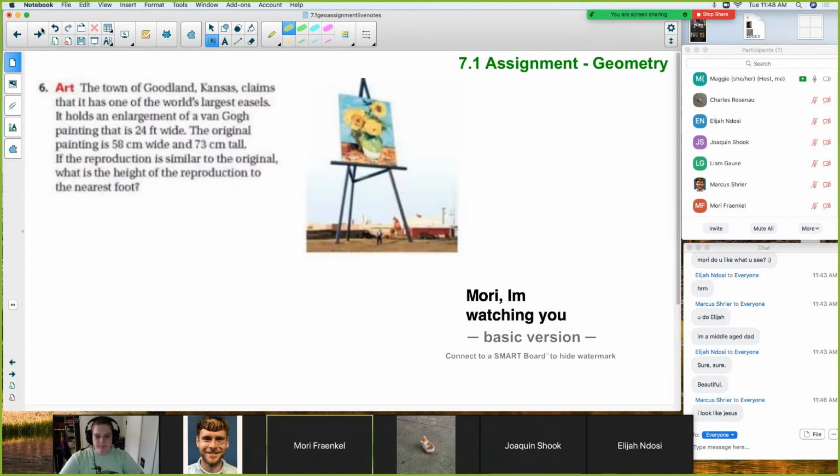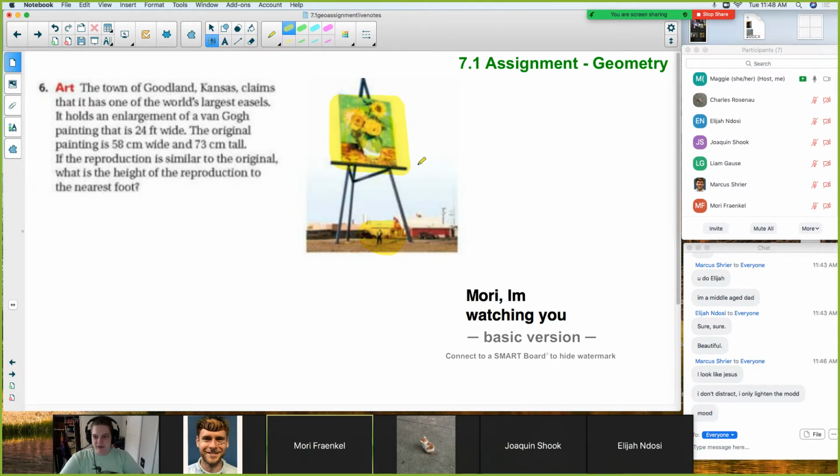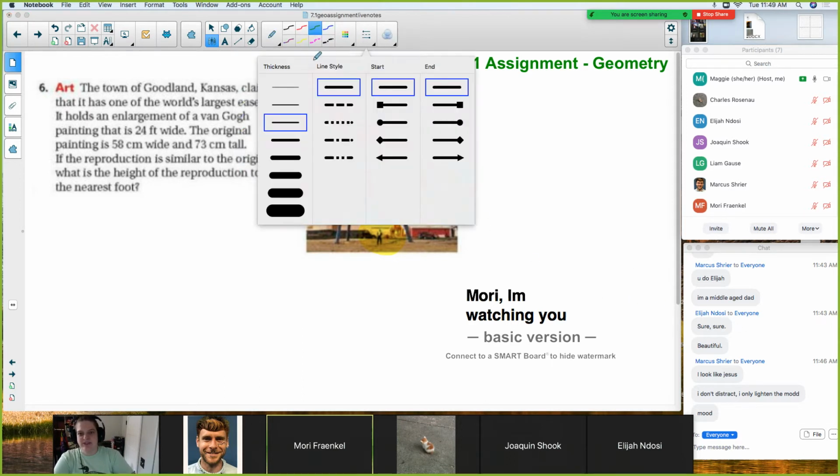All right, next one. Ooh, so now we're going to use our ratios to identify this painting that apparently they made that is in scale to this little guy right down here. So they made a very large statue of this painting in Goodland, Kansas, because why not? So it's a little Van Gogh picture that's clearly giant. Hopefully it's attached there, otherwise a big wind might come. Okay, so you lighten the mood, fine.